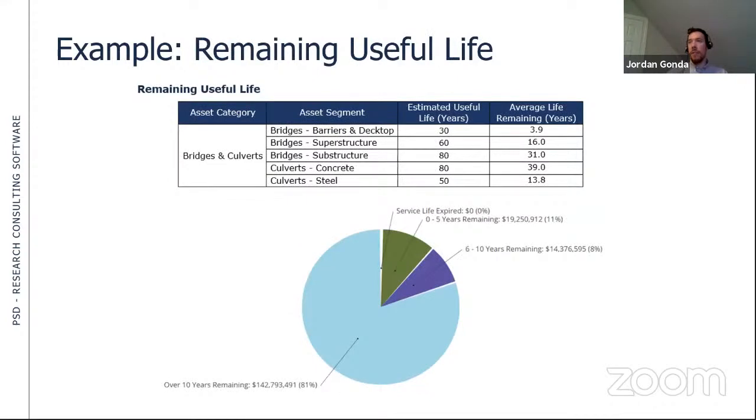Similarly, we want to look at the remaining useful life. So we want to know how much life is left. So we need to break down our assets. And if we have good condition assessment programs, if we have good data, we can better understand how much life is left of everything that we own.